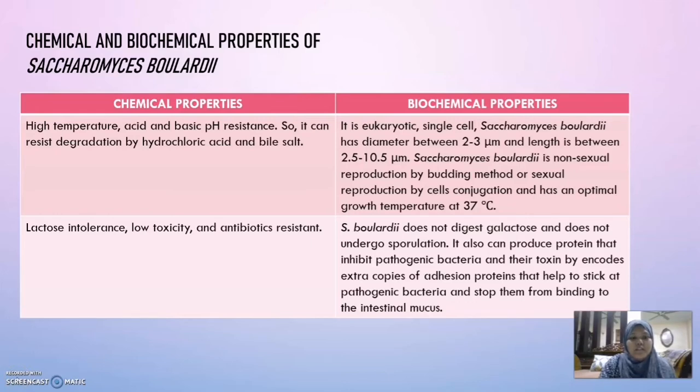Chemical and biochemical properties of Saccharomyces boulardii. Chemical properties: Saccharomyces boulardii has high temperature, acid and basic pH resistance. It is also lactose intolerant, has low toxicity, and antibiotic resistance. Biochemical properties: it is eukaryotic, single-celled, and has a diameter between 2 to 3 micrometers. It undergoes asexual reproduction by budding or sexual reproduction by cell conjugation. S. boulardii does not digest galactose and can also produce proteins that inhibit pathogenic bacteria and their toxins.